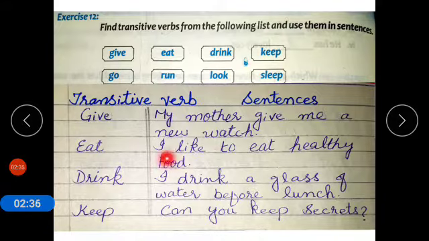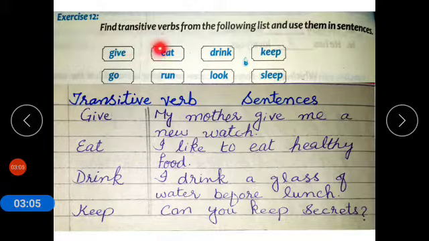Eat. I like to eat healthy food. You like to eat what? Healthy food. So it is a transitive verb. Drink. I drink a glass of water before lunch. Drink what before lunch? A glass of water. Keep. Can you keep secrets? Keep what? Keep secrets. So these are some of the sentences which have transitive verbs.